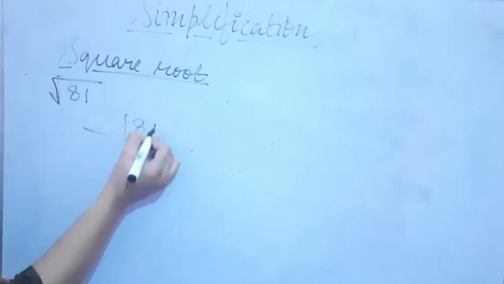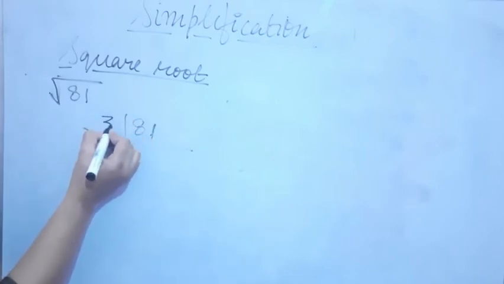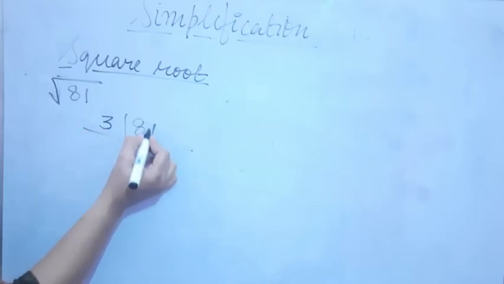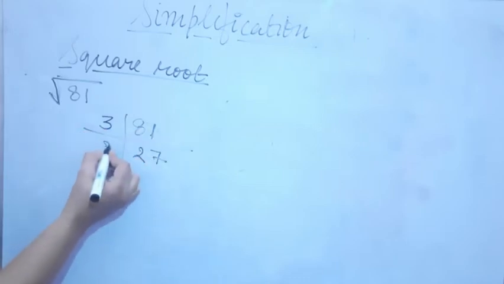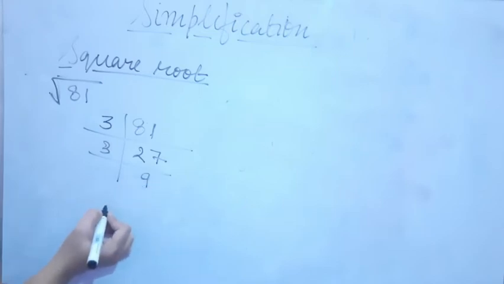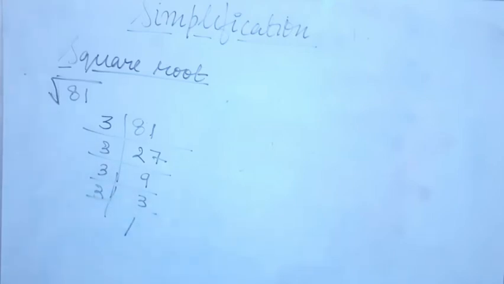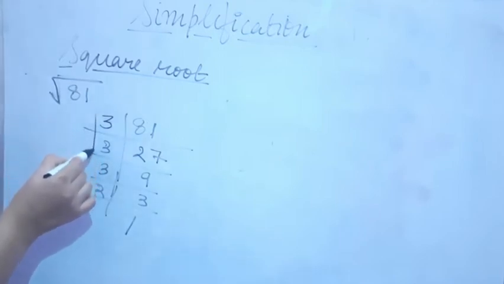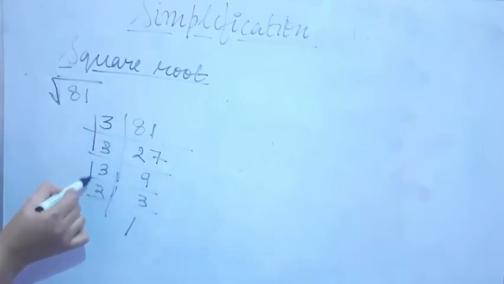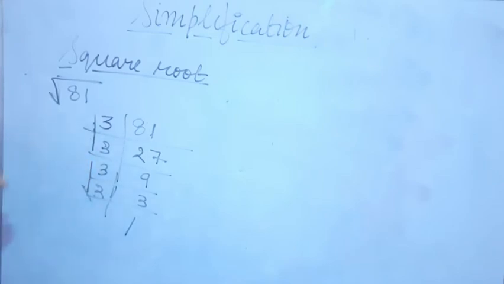So 81. You have to start from the smallest number. 3 2s are 6, 2 remainder, 3 7s are 21. Then again 3 9s are 27. Again 3 3s are 9, and then 3 1s are 3. So now we have to make pairs. How do we make pairs? Pairs are made by 2, 2. See, 3 3 and 3 3. How many pairs are there in total? In total there are 2 pairs.